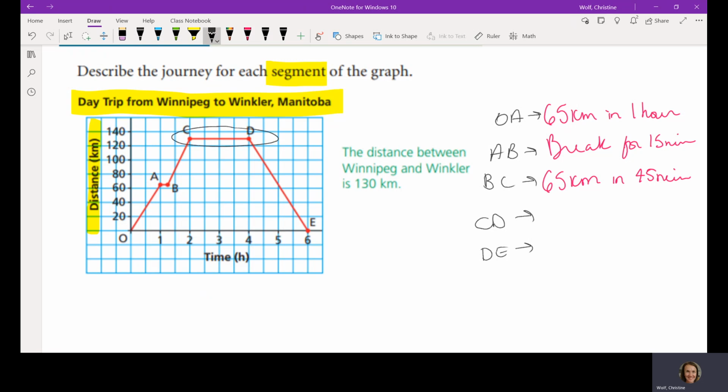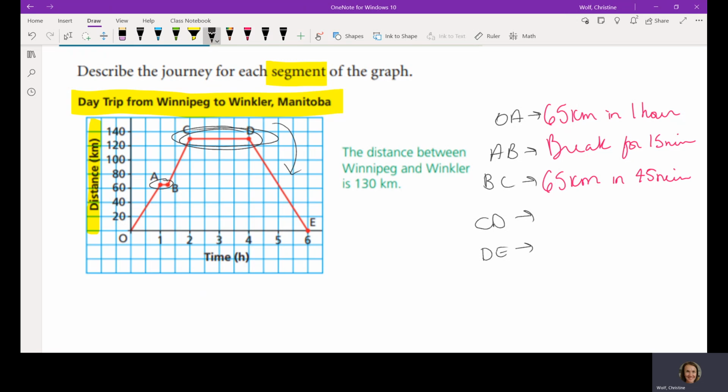Okay, we're on to this segment now. We're at a horizontal line again. If we look at AB, a horizontal line there meant it was a break. But this is a pretty long horizontal line. And if we pay attention, after this horizontal line, they start traveling home again. They start their route of return. So this must mean they got to their destination, right?